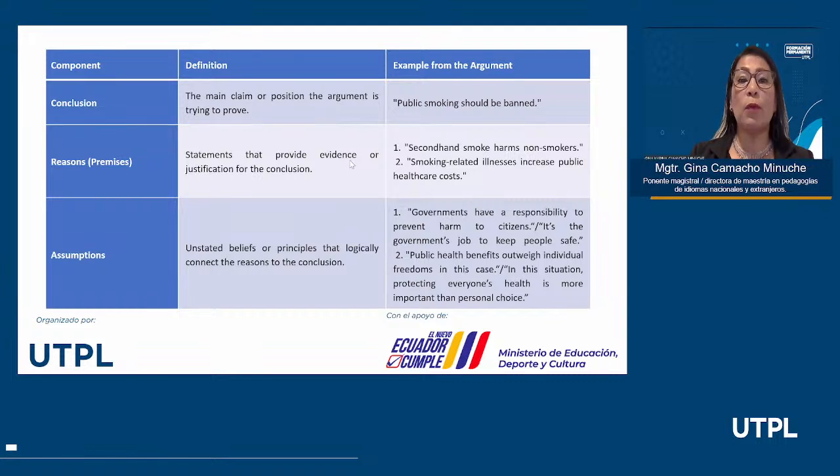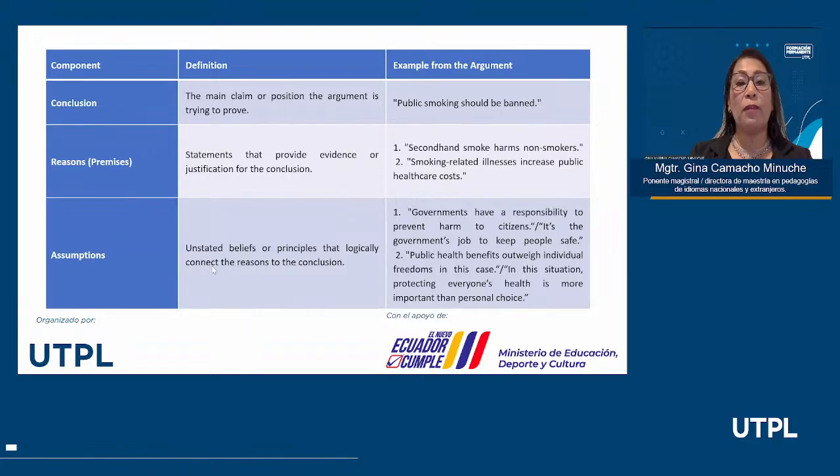These are the statements that provide evidence or justification for the conclusion. For example, secondhand smoke harms non-smokers. It means that people who are behind or next to other people that usually smoke are going to be harmed in their health, right? So smoking-related illnesses increase public healthcare costs. That's another example of reasons.